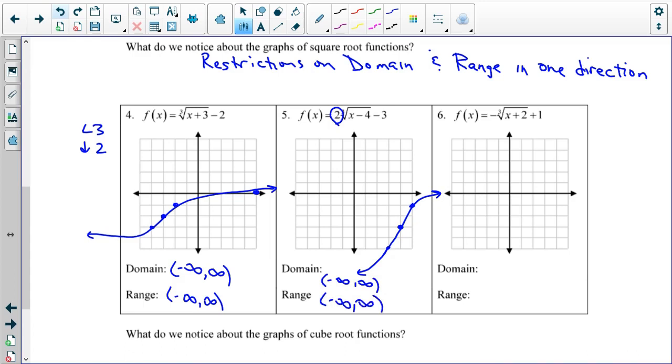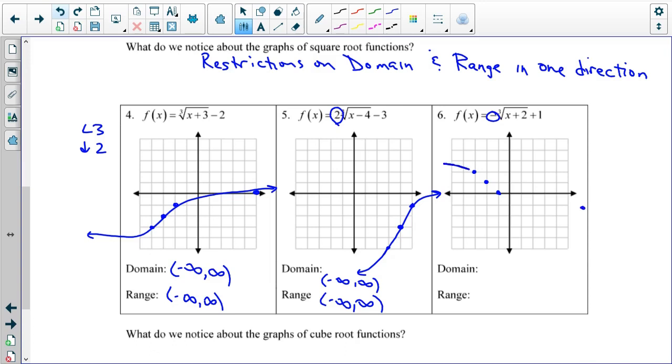In this problem, I have a cube root with a left shift of 2 and an up shift of 1, just like in the problem above it. This is vertically reflected, not shifted, vertically reflected. So that means I go over 1, down 1 to the right, and over 1, up 1 to the left, over 8, up and down 2 in both directions.